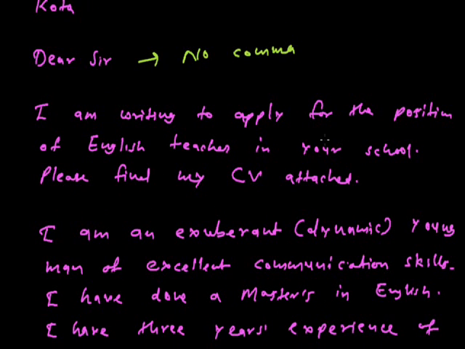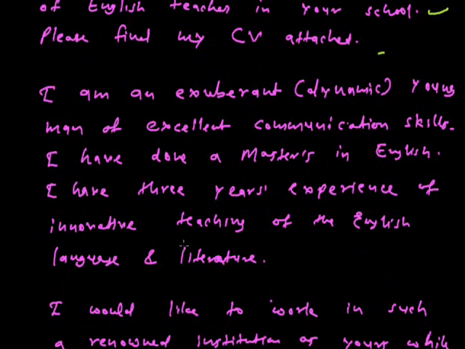Then I read: I'm writing to apply for the position of English teacher in your school. So in the first 2 lines you mention the subject and why you are writing the letter. Okay? And then I say, please find my CV attached. Then I write my qualifications, my qualities, skills, etc. And I begin it like this. I'm an exuberant young man. Exuberant means dynamic, enthusiastic.